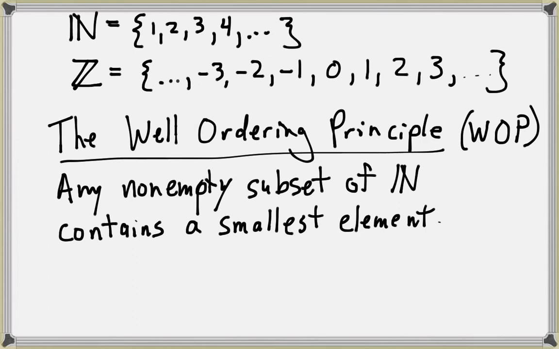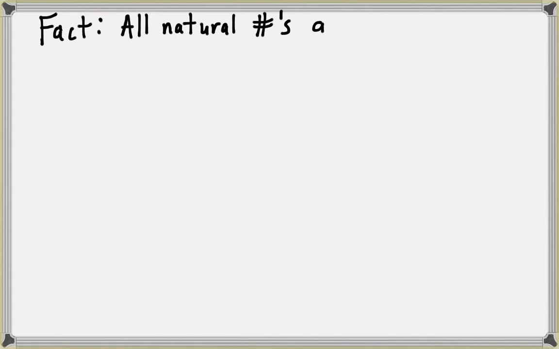And just as a fun theorem, let's call this a fact. We're going to use the well-ordering principle to prove this. The fact is that all natural numbers are interesting. Now, I'm not giving a mathematical definition of interesting. Just take the everyday meaning of interesting. So the proof is going to use the well-ordering principle. It is a proof by contradiction.